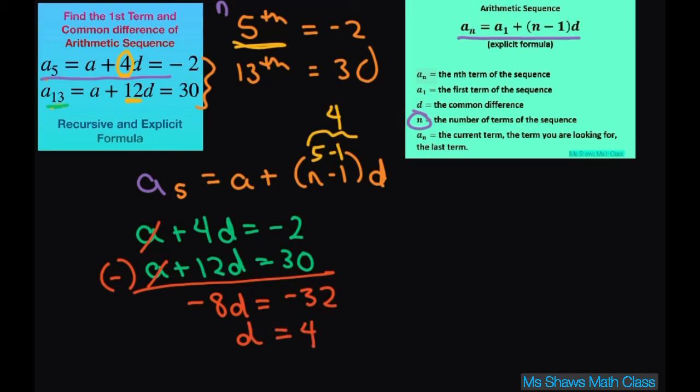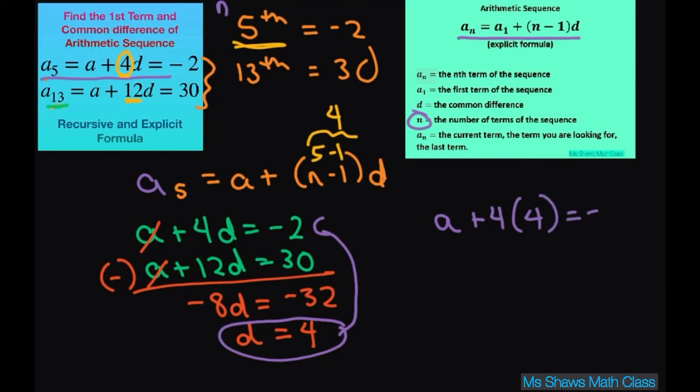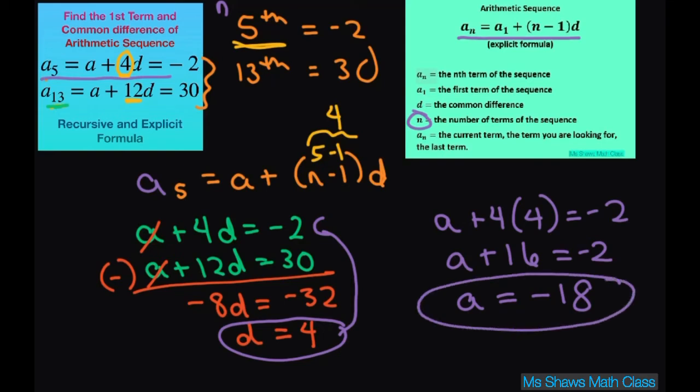Now, just like with the system, we're going to plug in the 4 into one of these. I'll just use the first one. So a plus 4, and substitute that in for d. So 4 times 4 equals -2. So a plus 16 equals -2. Subtract the 16 from both sides of the equation. You get a equals -18. So now this is our first term, and this is our common difference.